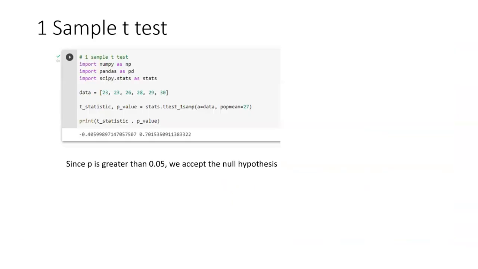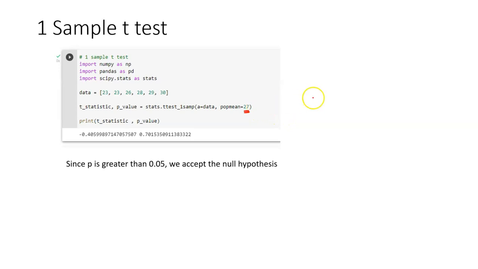Now let's see how to do these t-tests programmatically. I have considered Python and we are using Google Colab as the development environment. Let's start with one sample t-test. So the population mean is 27. I am comparing this number with the average of the sample. The sample contains 6 data points. The average of these 6 data points, how does it compare against the population mean?